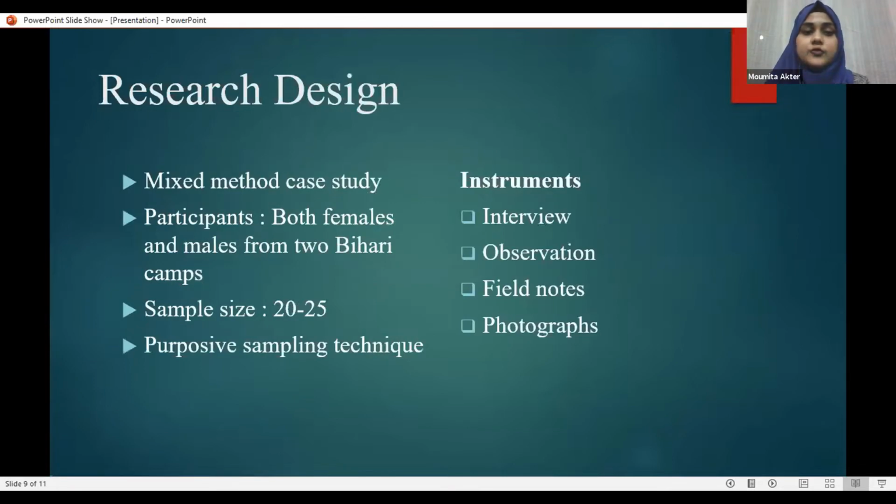Okay, so here is my research design. I have chosen a mixed method case study. It refers to the integration of both qualitative and quantitative data collection to provide in-depth evidence for a case. I will choose both females and males from 2 Bihari camps, and the sample size will be 20 to 25, and I will employ a purposive sampling technique. And for the instruments, I will use interview, observation, field notes, and photographs. Interview, observation, and field notes are the qualitative data collection part, and photographs will be done under quantitative.